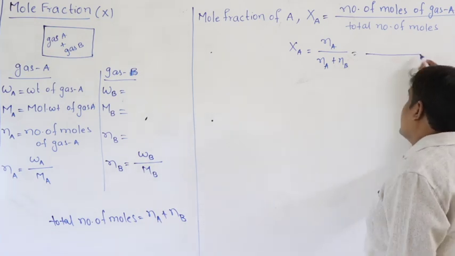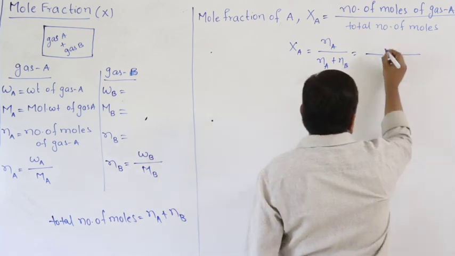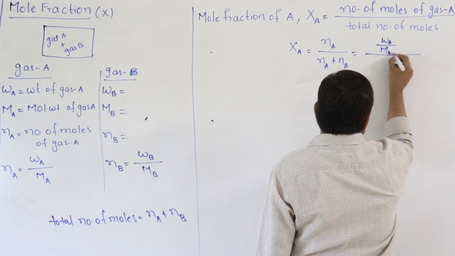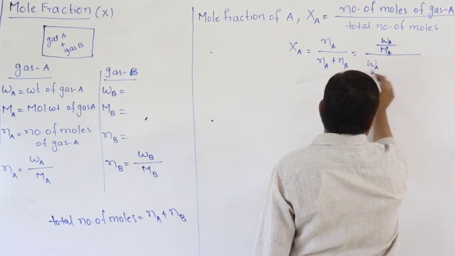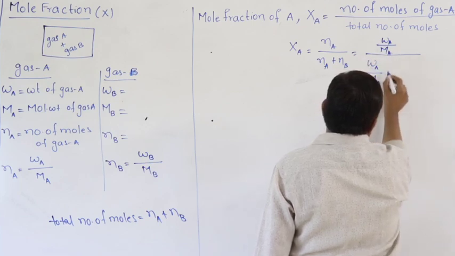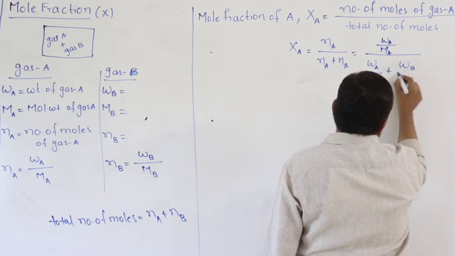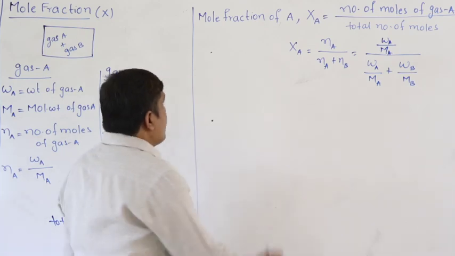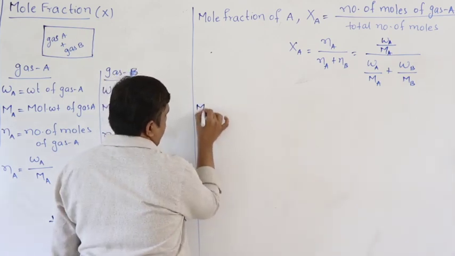Or you can also write like this. What is Na equal to? Weight of gas A by its molecular weight. Similarly, weight of gas B by its molecular weight. Similarly, you can find mole fraction of B.